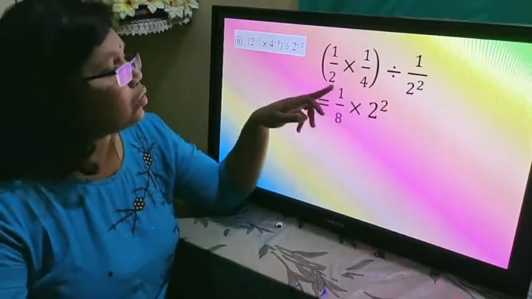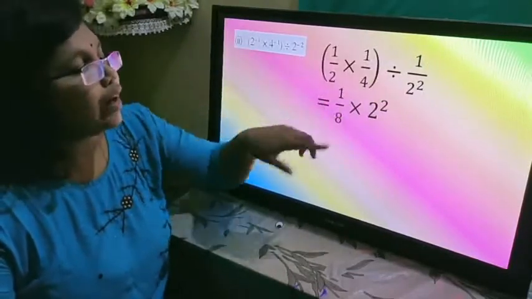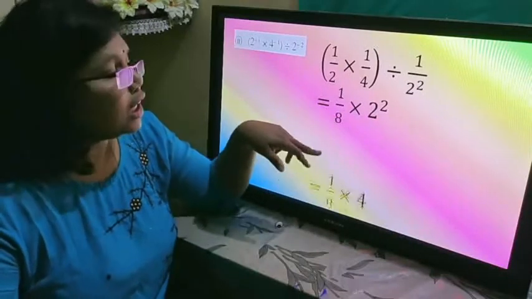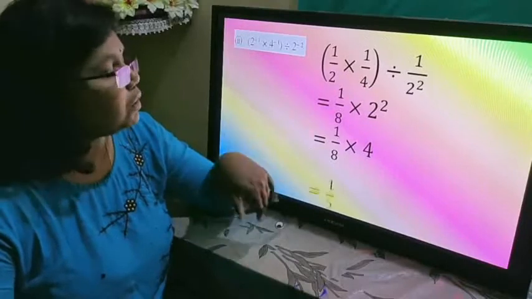So it is 1 upon 8 multiplied by, since it's division, the reciprocal, that is 2 squared. 1 upon 8 multiplied by 2 squared, that is 1 upon 8 multiplied by 4. The 4 cancels 8, so you get 2. So the answer would be 1 upon 2.